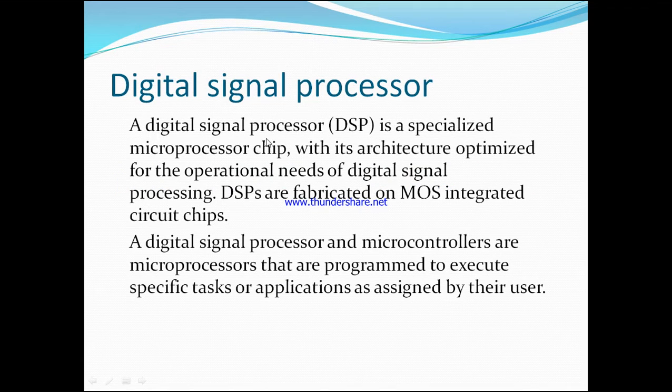A digital signal processor is a specialized microprocessor chip with its architecture optimized for the operational needs of digital signal processing. DSPs are also fabricated on metal oxide semiconductor integrated circuit chips. Digital signal processors and microcontrollers are microprocessors that are programmed to execute specific tasks or applications as assigned by their users.